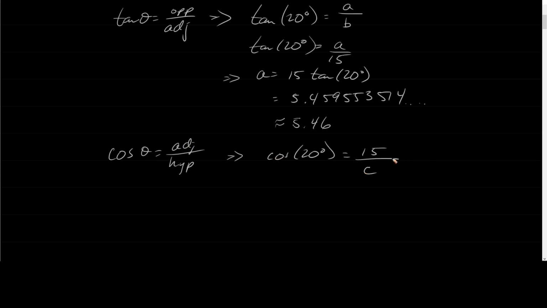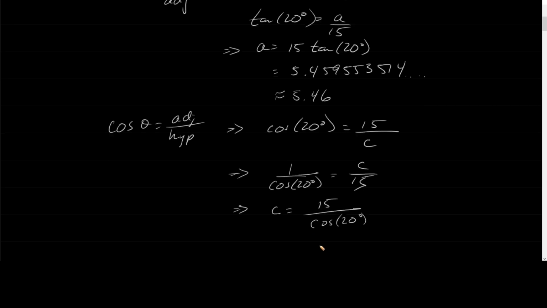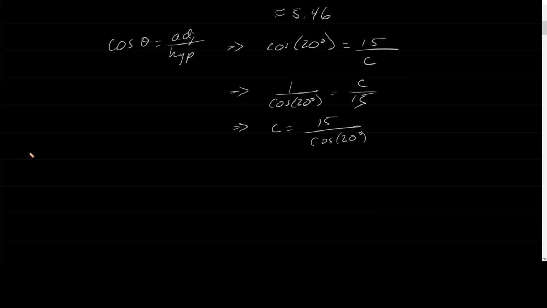If I take the reciprocal of both sides here to solve for C, I end up with 1 over cosine of 20 degrees is equal to C over 15, which tells me that C is equal to 15 divided by cosine of 20 degrees. All right. And here again, you need to be careful when plugging this into the calculator, because your calculator has a button that says cosine inverse. This is not secant. In other words, it is not 1 over cosine. So do not use that button.